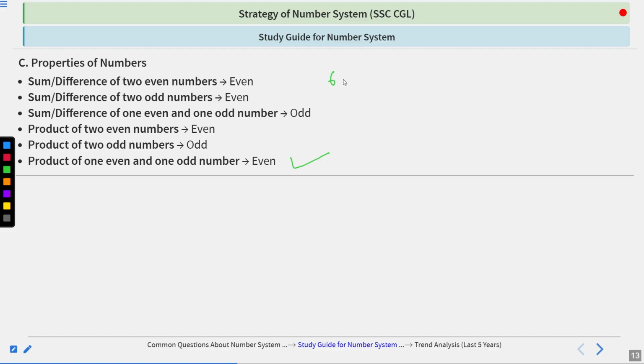So we can take 6 plus 4. When we add up two even numbers, we get 10. And when we subtract 6 minus 4, we again get an even number. 2 is an even number.